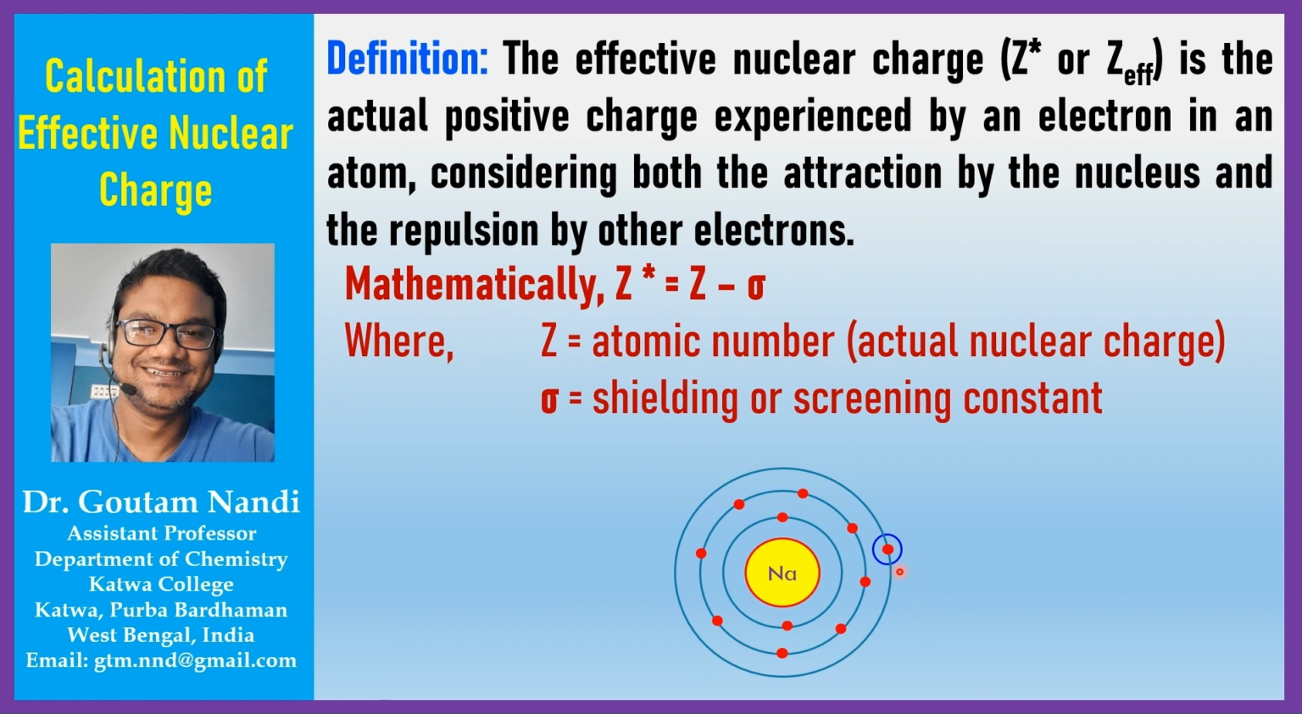Okay, so to calculate this sigma, Slater gave some rules. We need to follow those rules to calculate sigma, and thereby we can easily calculate Z star by subtracting it from the actual nuclear charge. Okay, so let's see the rules.